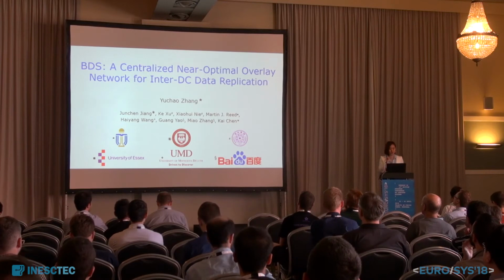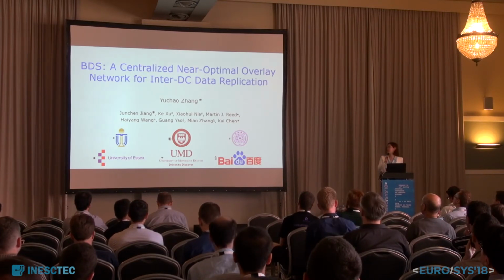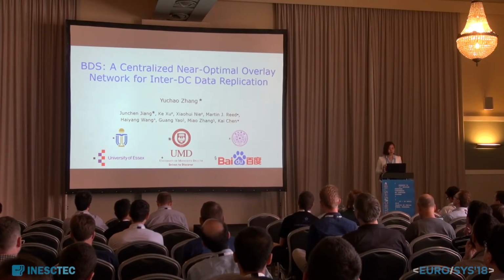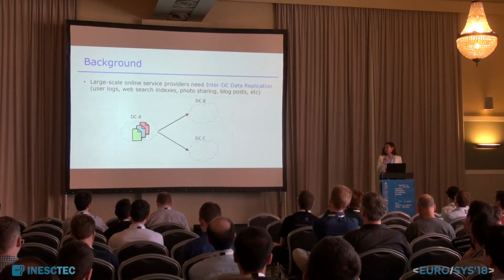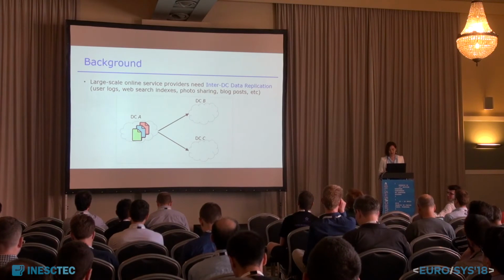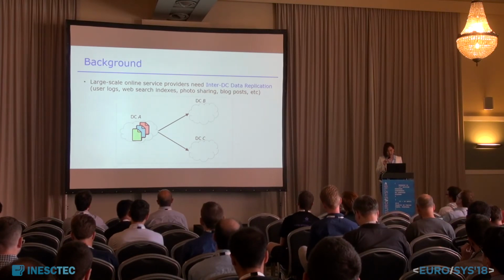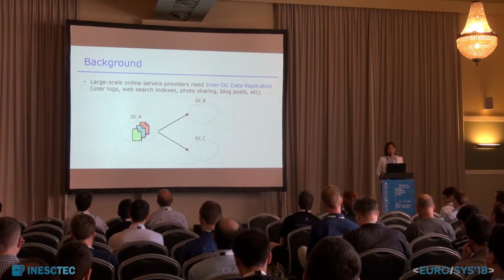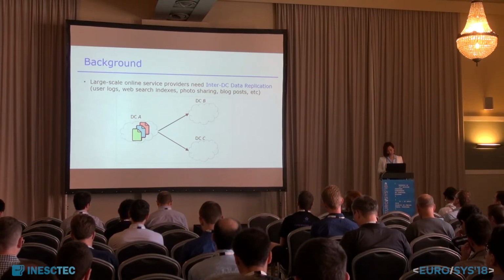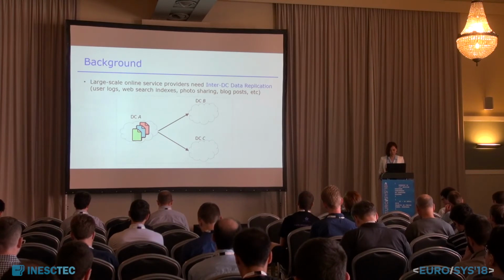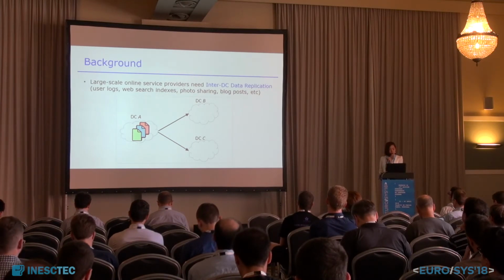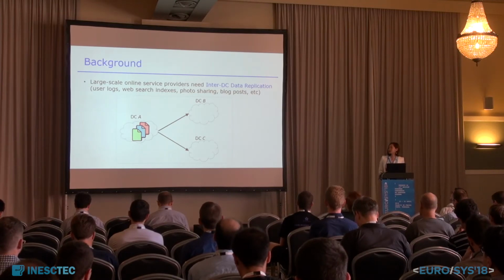Good afternoon, everyone. My name is Yu Chao, and this work, BDS, is in cooperation with these co-authors, and I thank them for all their contributions and support. To begin with, for large-scale online service providers such as Google, Facebook, Baidu, an important data communication pattern is inter-DC multicast of bulk data transfer. That is to say, replicating massive amounts of data from one source DC to multiple geographically distributed data centers. These services include user logs, web search indexes, photo sharing, blog posts, and so on.